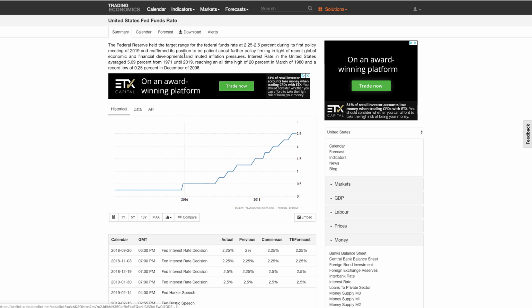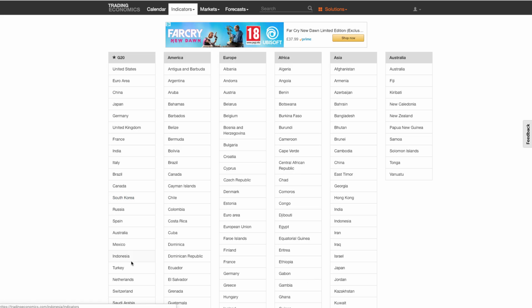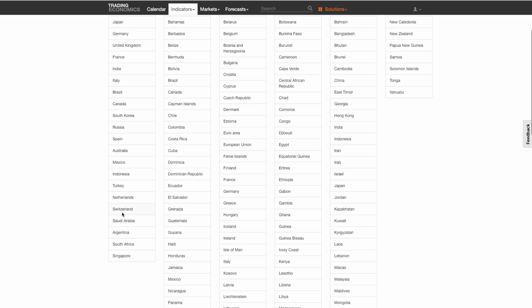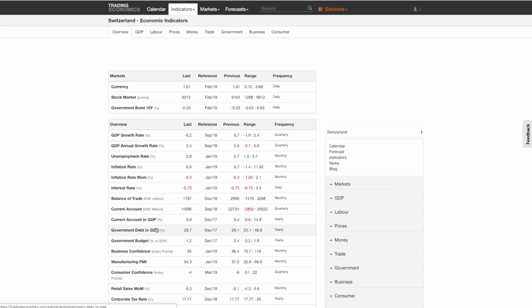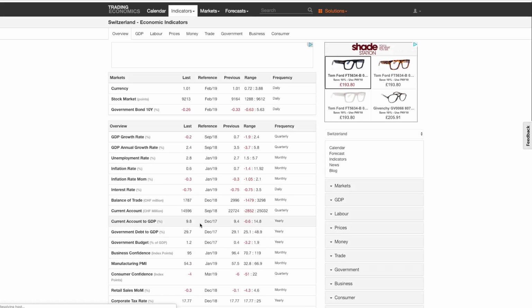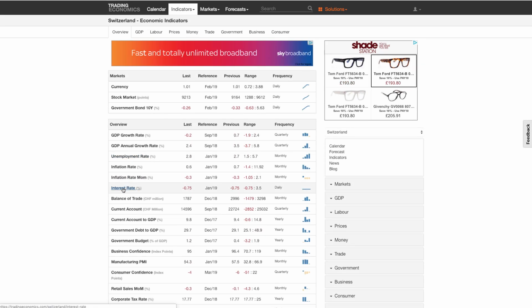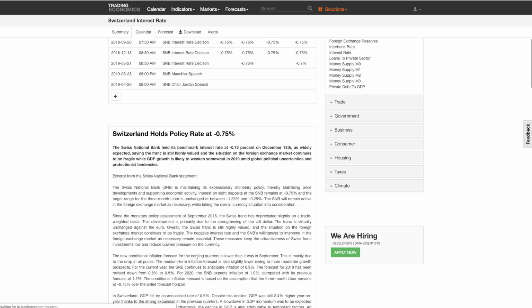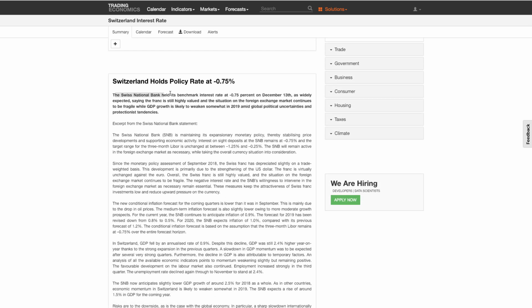So if we were to look at the federal funds rate, and in fact, what we'll do, we'll go to the Swiss franc, right? And I'm using the Swiss franc as an example because they've explicitly said in their interest rate statement, right? Swiss National Bank held its benchmark interest rate at minus 0.75 in December, as widely expected, saying the franc is still highly valued. What does that mean to you? The franc is still highly valued.